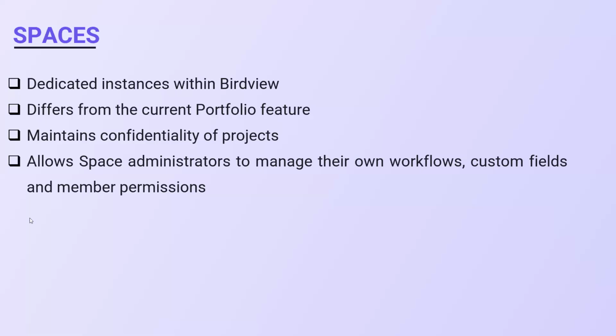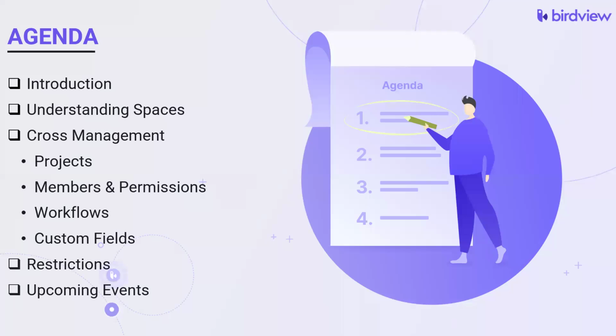Our agenda for today is going to be spaces. For those of you who are new, I will do a quick overview on what spaces are and understanding what they can do. Then we'll dive into our cross-management topics, which is how to manage projects, members' permissions, workflows, and custom fields. While we're talking about those, we'll discuss all the good things that the spaces can do, as well as some of the limitations that are currently in the system. And then finally, upcoming events for the next 2 to 3 weeks. All right, so let's get started.